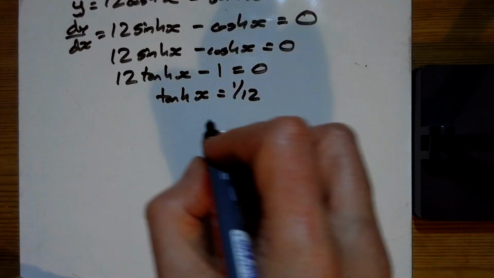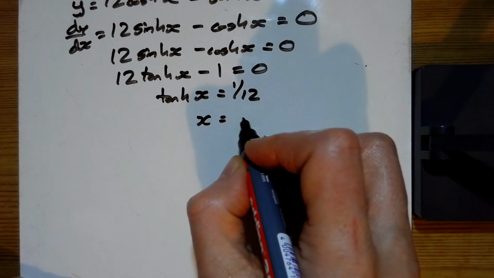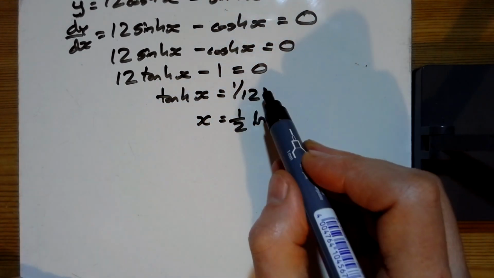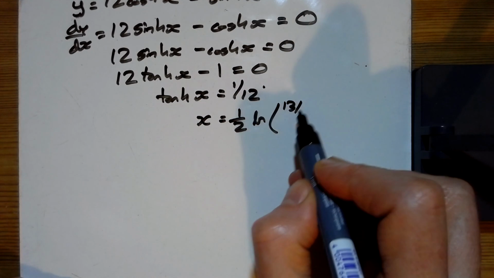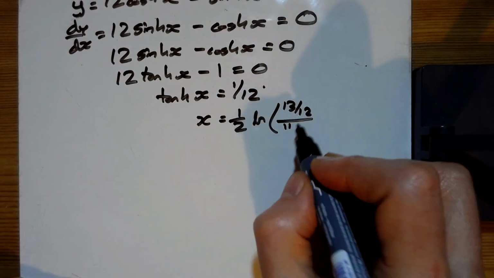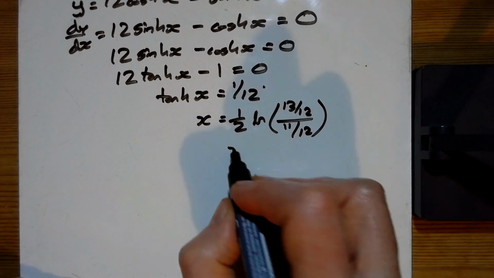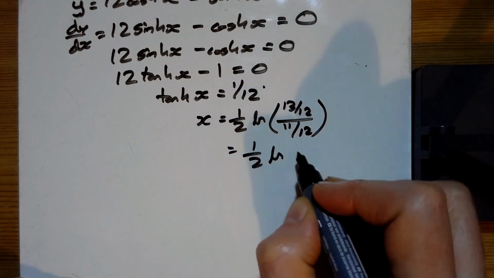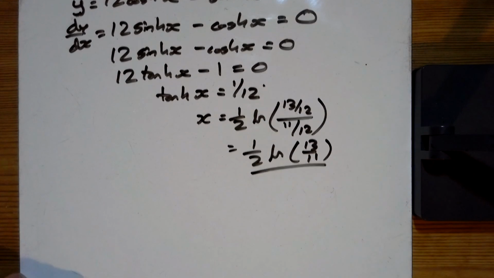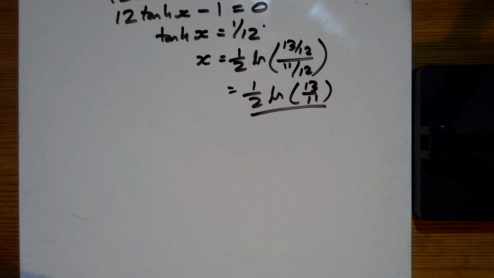So the formula for the inverse is a half the ln of 1 plus this, so 13 over 12, and 1 minus this, so 11 over 12. So we have a half the ln of 13 over 11. There's the x value. Now the y value is going to be fun as well.